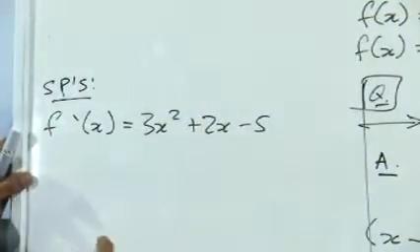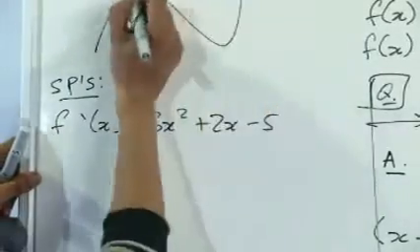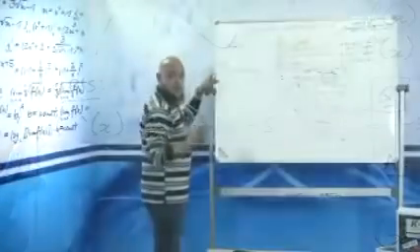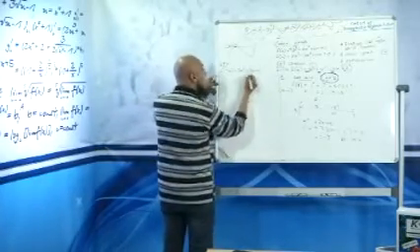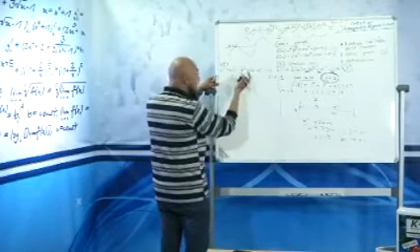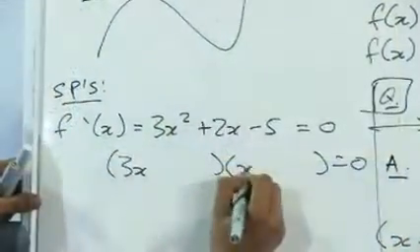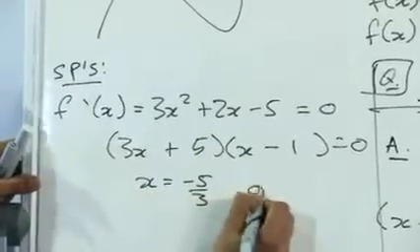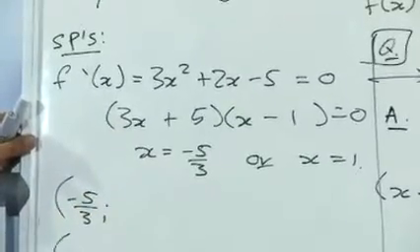And what do we know? For a minimum or maximum, the derivative is always equal to 0. Why? Because if we have this, there's a straight line passing. What is the gradient of a straight line? 0. So at that point, your derivative is always equal to 0. So we make the derivative equal to 0 and factorize it. You can use any method to factorize, making sure you get the correct factors. (3x + 5)(x - 1) equals 0, so x is equal to minus 5 over 3, or x is equal to 1. We've got our two x values, minus 5 over 3 and 1.